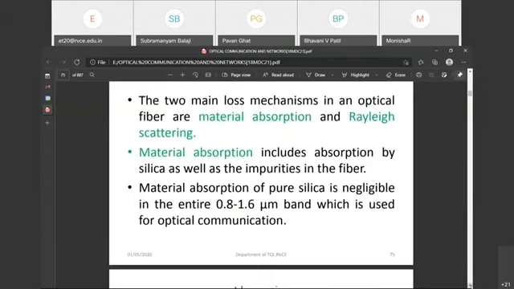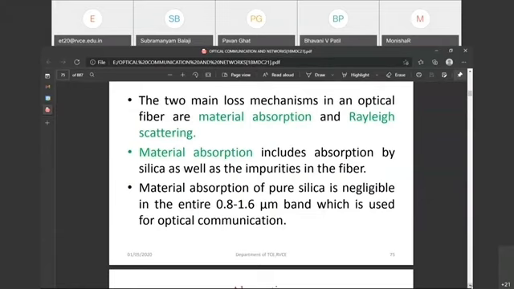Now, we said that the loss is attenuation, which reduces the power. What are the different causes or mechanisms by which this attenuation happens? It is because of two things: one is called material absorption, and the other is called Rayleigh scattering.